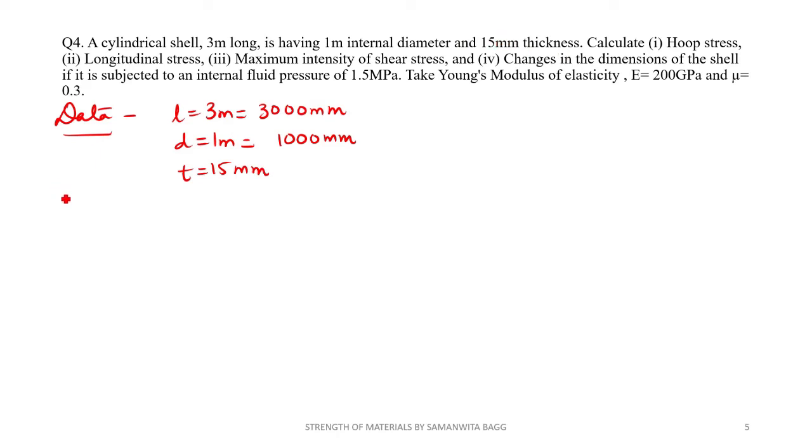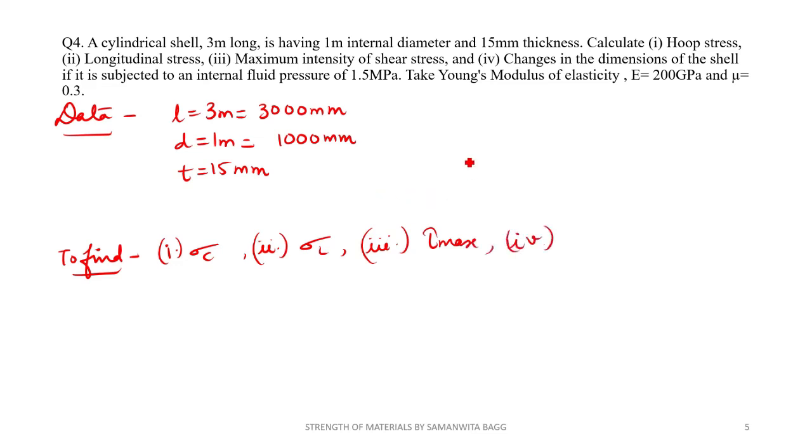Calculate hoop stress. So I need to find hoop stress, that is sigma C. The second thing I need to calculate is longitudinal stress, that is sigma L. Third thing to find is maximum intensity of shear stress. So tau max.